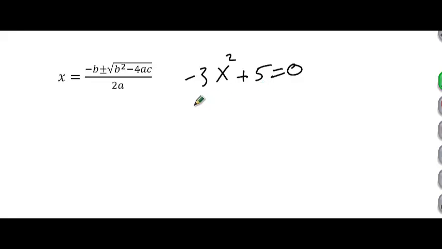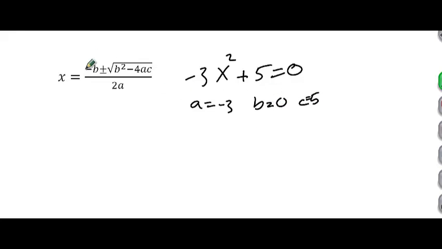So let's see here. What's a? It's the number in front of x squared. So a is negative 3. B is the number in front of x, but there are no x's here. So what you want to think is plus 0x in the middle. You don't have to write it, but b is 0 and c is 5. So once we have realized that, we're ready to go.